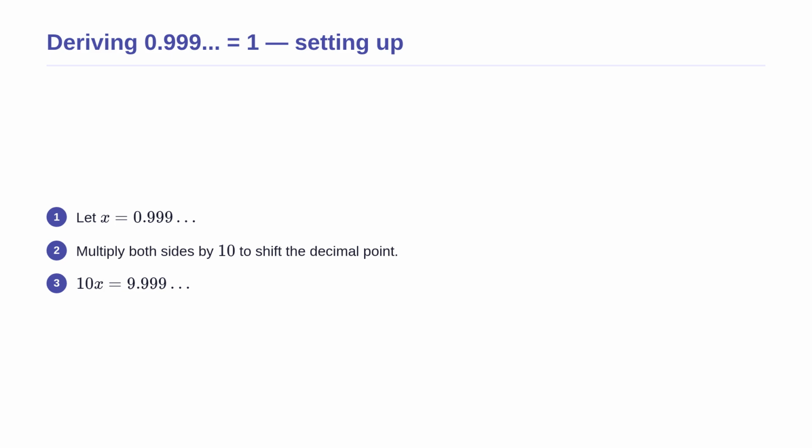Next, we use a standard algebraic trick for dealing with repeating decimals. We multiply both sides of our equation by 10. This operation shifts the decimal point exactly one spot to the right, giving us 10x equals 9.999 repeating. Notice carefully that the infinite tail of 9s remains exactly the same as before.